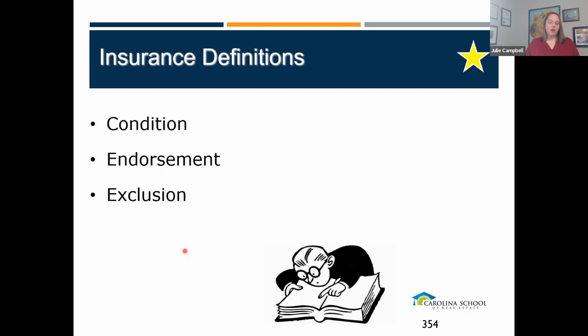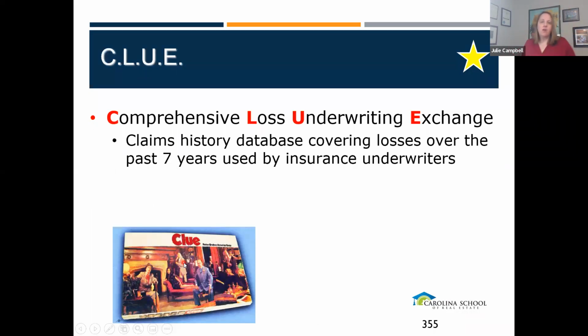So when your buyer's applying or searching for homeowners insurance, one thing that the homeowners insurance company is going to pull, one thing that they're going to look at is something called the CLUE report. The CLUE report, Comprehensive Loss Underwriting Exchange, is an insurance claims database that looks at all the claims made in the last 7 years.